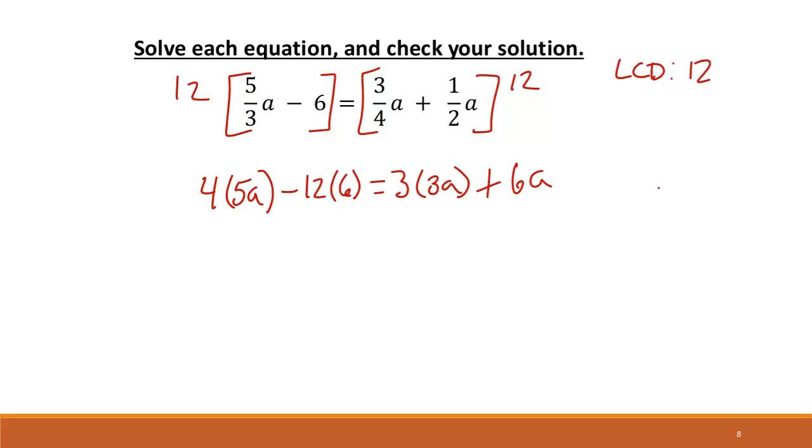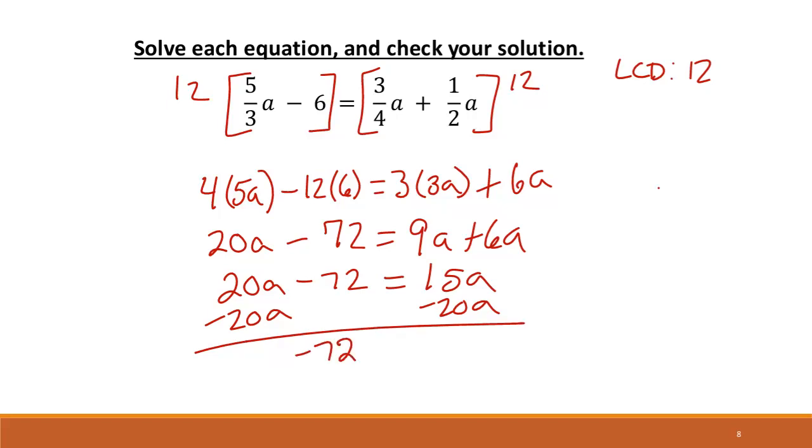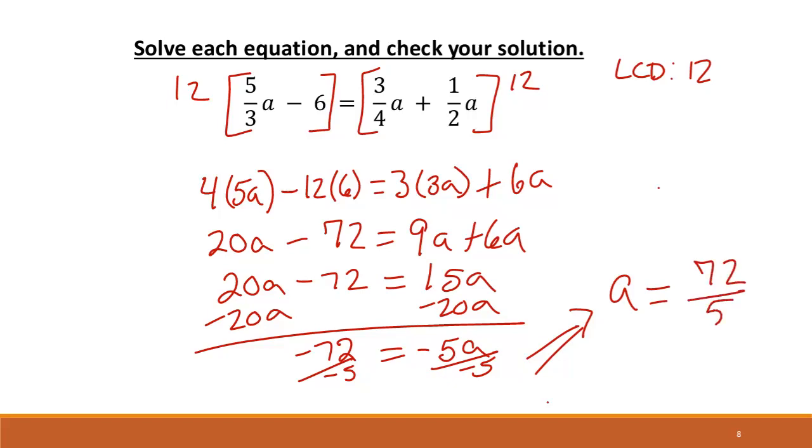So now I'm going to do my multiplication. So I get 28 minus 72 equals 9a plus 6a. I can combine like terms to give me 15a. I'm going to subtract 20a from both sides to give me negative 72 is equal to negative 5a. And then I can divide by negative 5. So when I do that, my final answer is a is equal to 72 over 5.